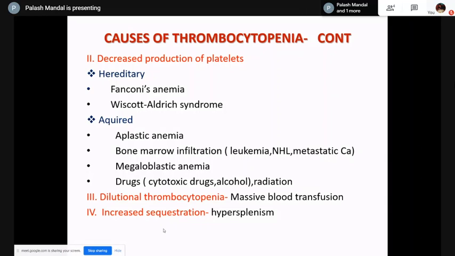All the cells, not only the platelets, all the blood cells, RBCs, WBCs, platelets, are increasingly destroyed by the hypersplenism condition. Okay.